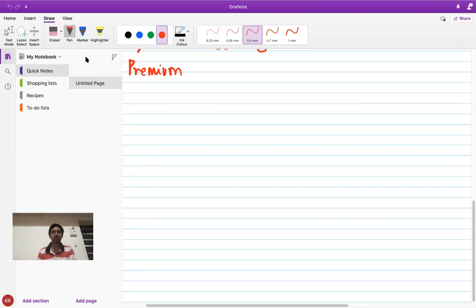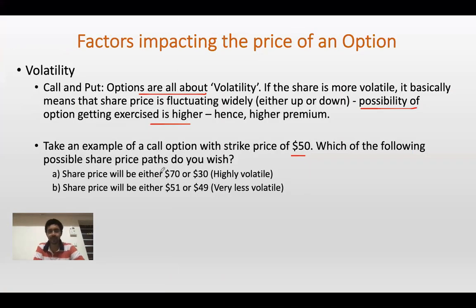An option buyer prefers more volatility. An option seller prefers less volatility. So we basically wish for path one as an option holder. Okay, this is completely from the viewpoint of an option holder, but this higher volatility comes with a cost, and that cost is nothing but higher premium.